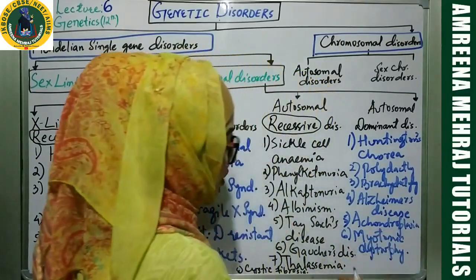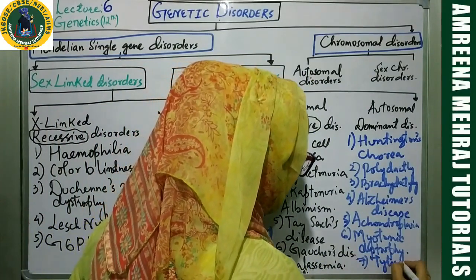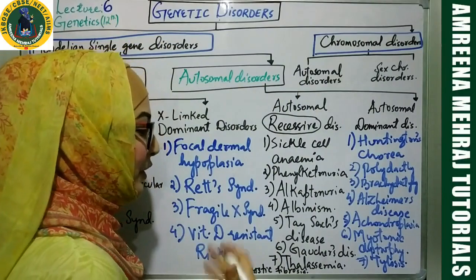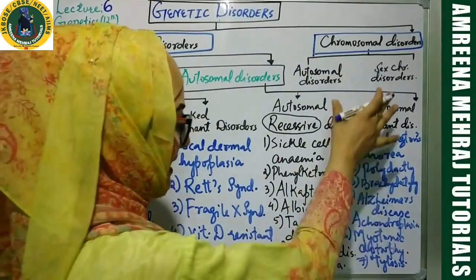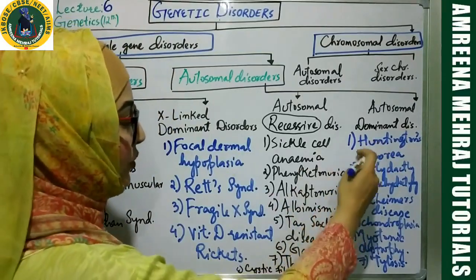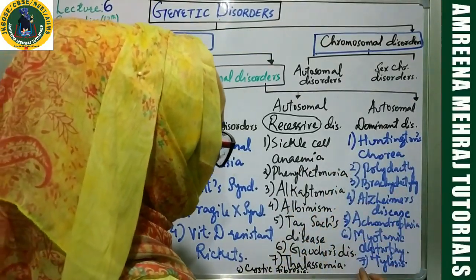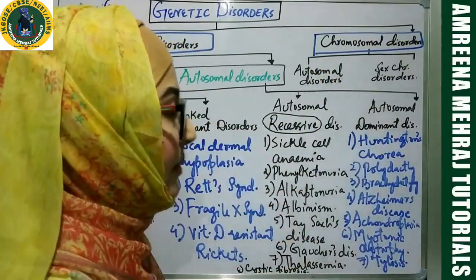There are many others also. I don't have board space. Seventh one is tylosis. You have others also like dentinogenesis imperfecta, aniridia, and anonychia. There are many disorders, but these are very important. So Huntington's chorea, polydactyly, brachydactyly, Alzheimer's disease, achondroplasia, myotonic dystrophy, tylosis. I'll be explaining these under autosomal dominant disorders.